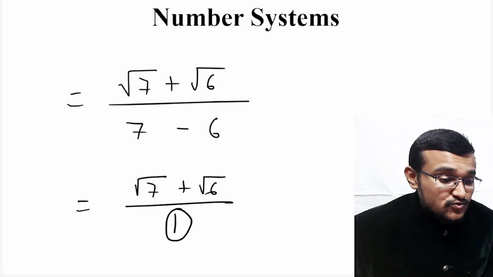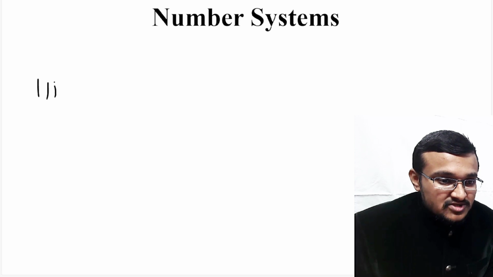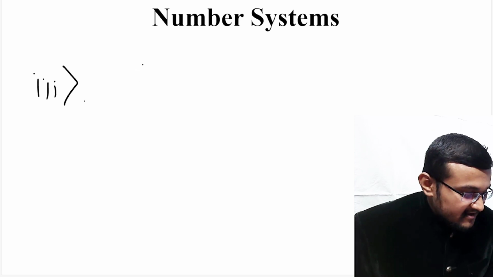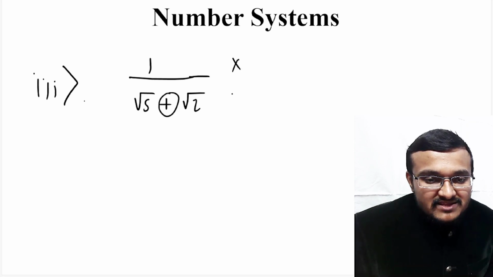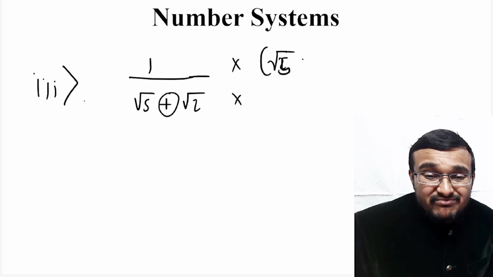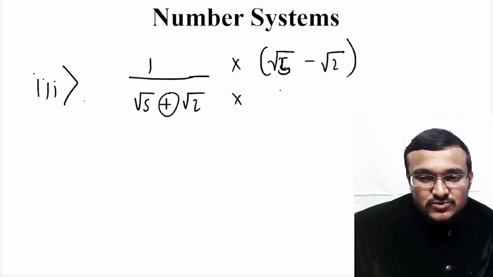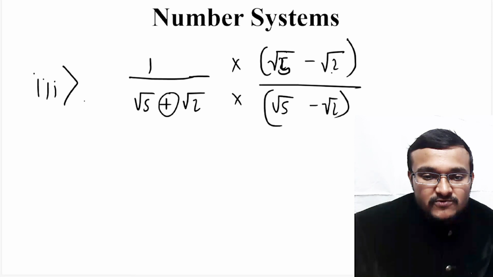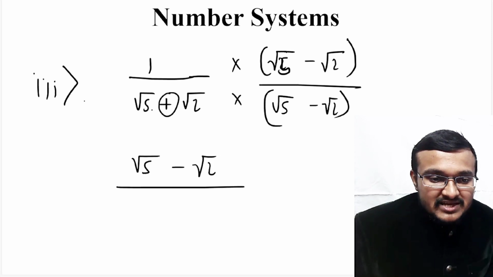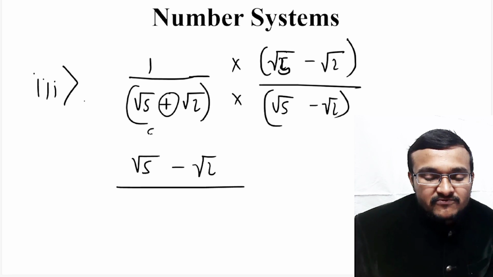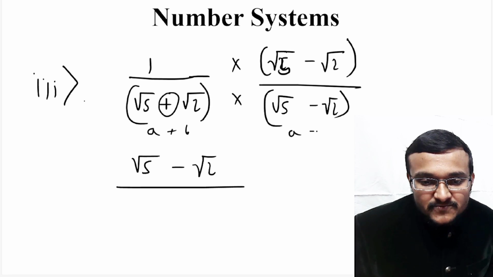So similarly, you can do the third question also. In third question also, you have 1 divided by root 5 plus root 2. So here you have plus, so just multiply with minus in between root 5 and root 2. So that is root 5 minus root 2 divided by root 5 minus root 2. So when you take root 5 minus root 2, it will become root 5 minus root 2 in the numerator. In the denominator, you have root 5 plus root 2 into root 5 minus root 2, that is nothing but a plus b into a minus b.